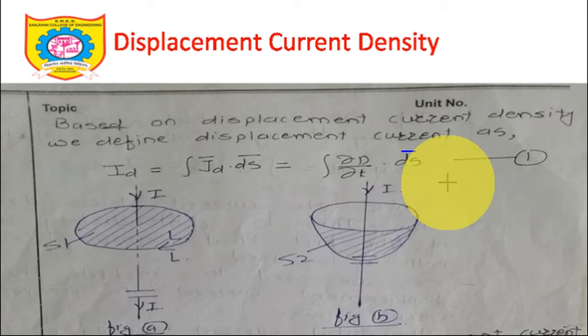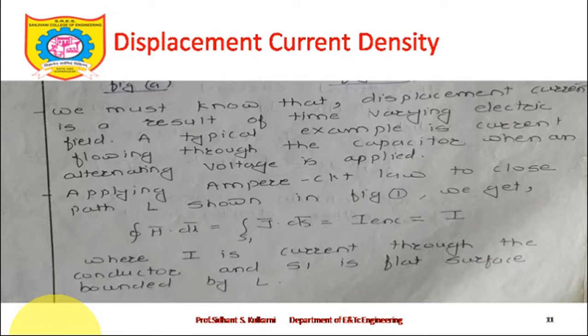Let's try to prove it mathematically, that current always flows through the capacitor even though the dielectric is made up of non-conducting material. Then we must know that displacement current is a result of time varying electric field. A typical example is the current flowing through the capacitor when alternating voltage is applied. Absolutely, I need to apply alternating voltage across the capacitor if I wish that current should flow through it.